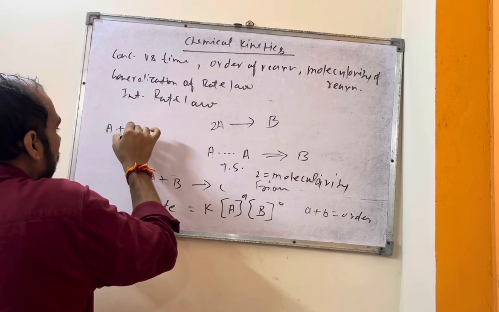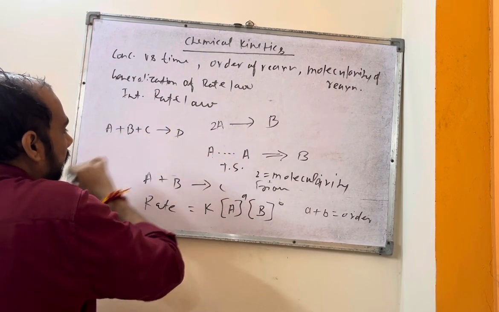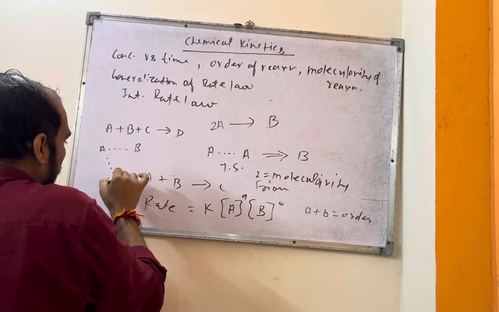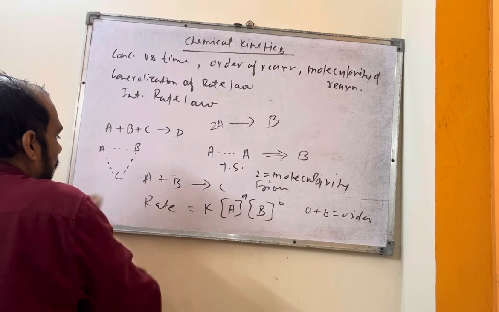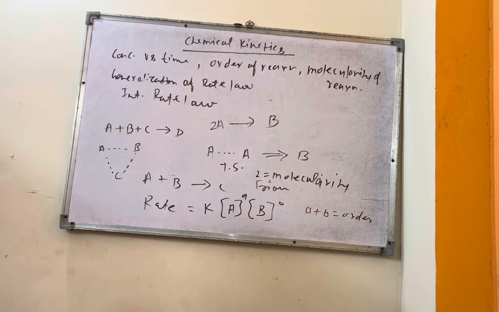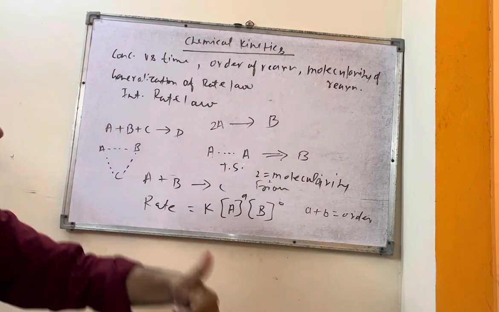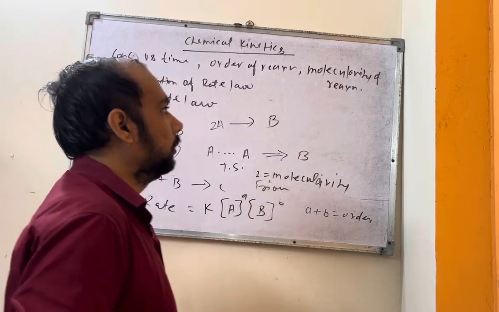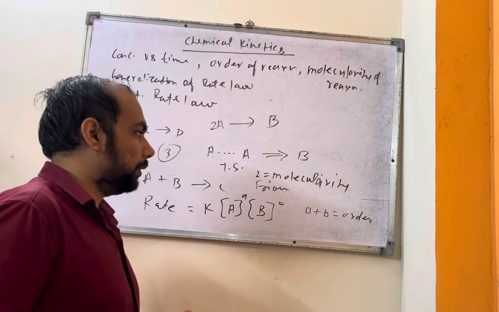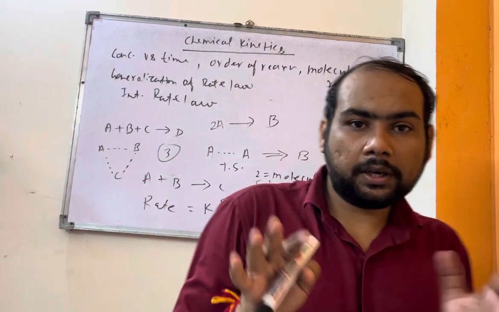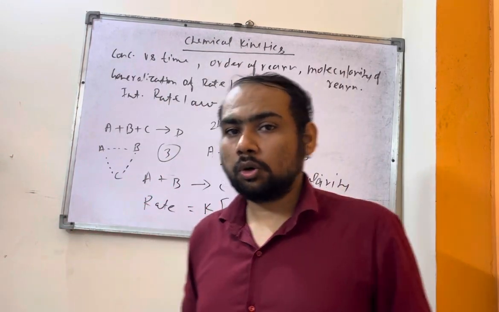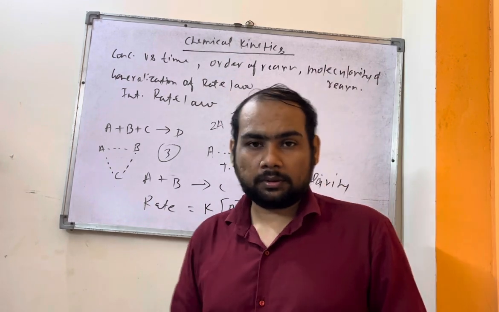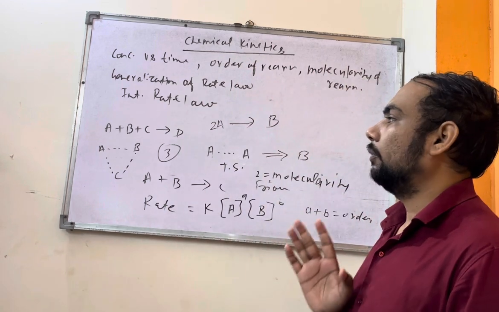Similarly, A plus B plus C forming D. So the transition state can be ABC, right? So now it will be a trimolecular reaction. Molecularity will be 3. So molecularity, you can see, can never be negative, can never be 0, and can also never be a fraction. So this is our molecularity of reaction.